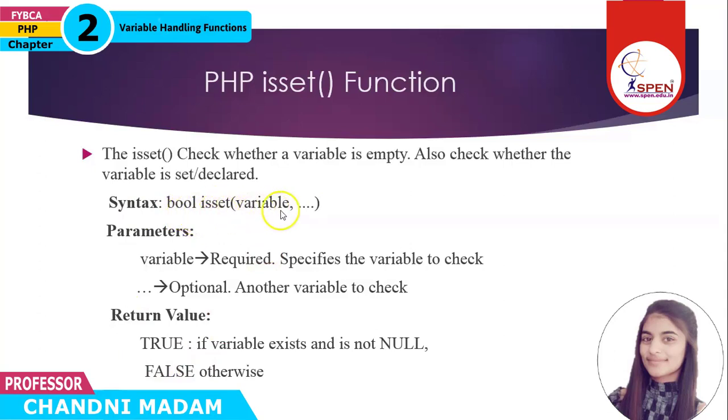Here this function has two arguments. First is variable and next is the optional part. It means if you want to check many variables, then you have to pass after a comma the variable that you want to check, whether it is set or not set. After it is the optional part, which is used to check another variable. More than one variable you can pass here.